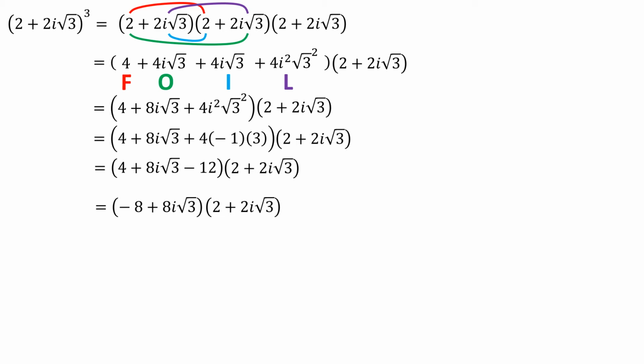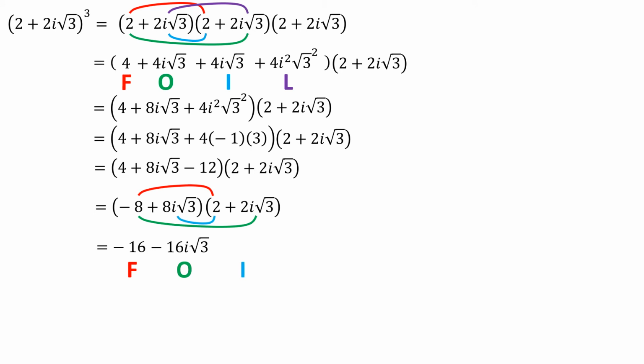Now that I have that answer, I can multiply it by the third factor. And this is where the magic's going to happen. This might blow your mind. First, well, I'm getting negative 16. Outer, well, negative 8 times 2 gets me a negative 16. Don't forget about the i. Don't forget about the root 3.